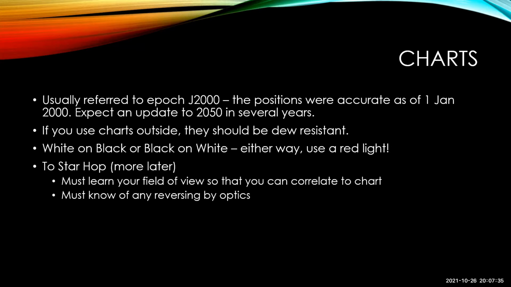Another thing to look for in the star charts that you choose, they should be dew resistant. Either they're coated paper or they're laminated, one or the other. My very first set of charts were Sky Atlas 2000 and they were just paper. They weren't coated, they weren't laminated, and they didn't last very long. They just sort of came apart. I replaced them with laminated charts and I still use them to this day. That's probably been 30 years. So I urge you to check whether the charts are dew resistant.